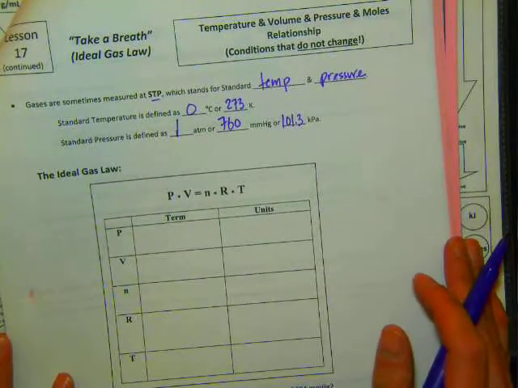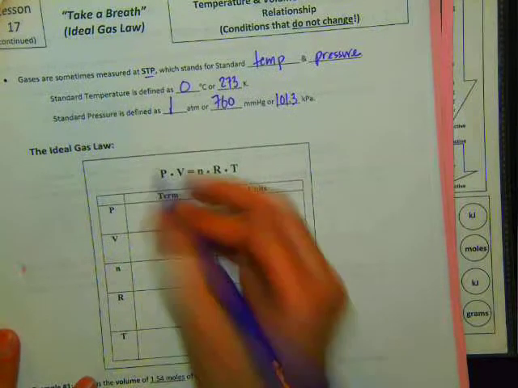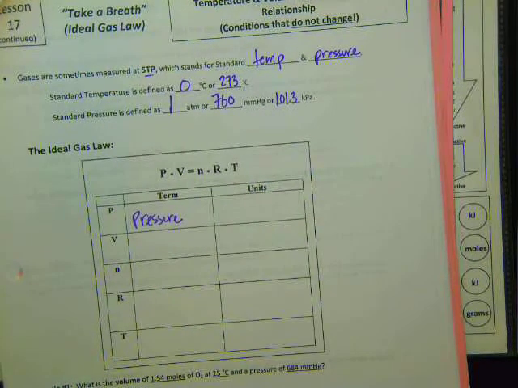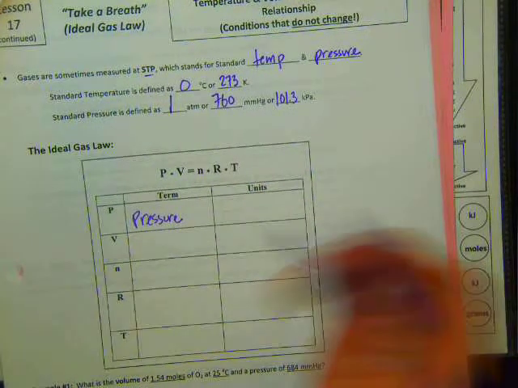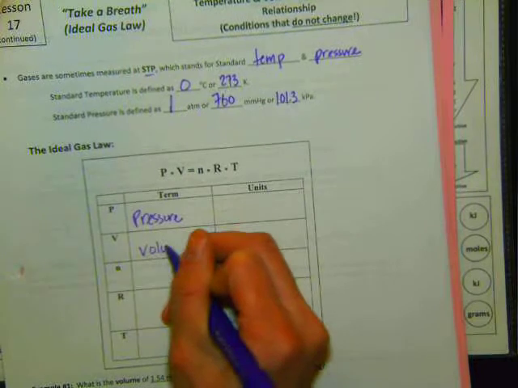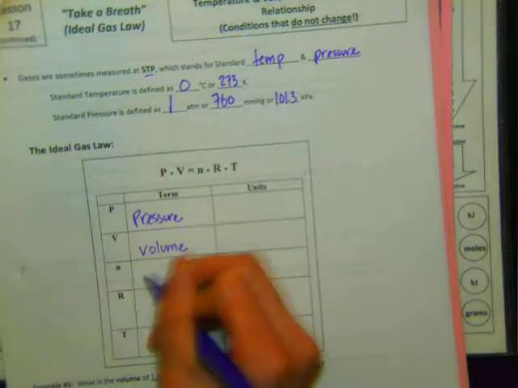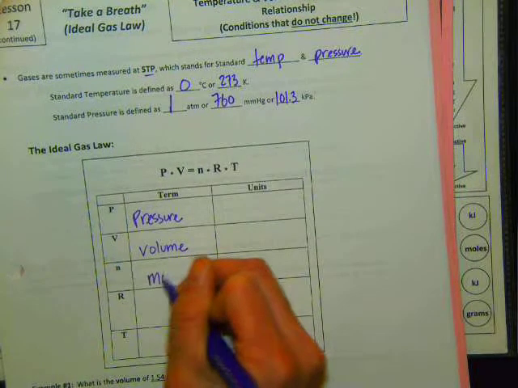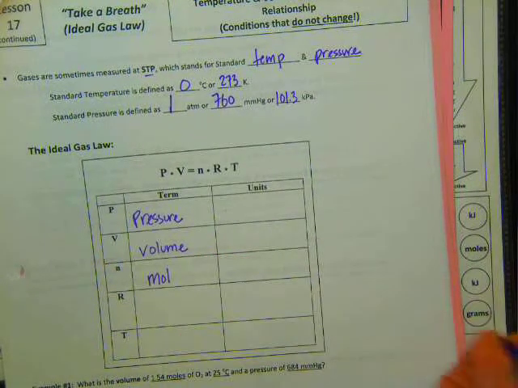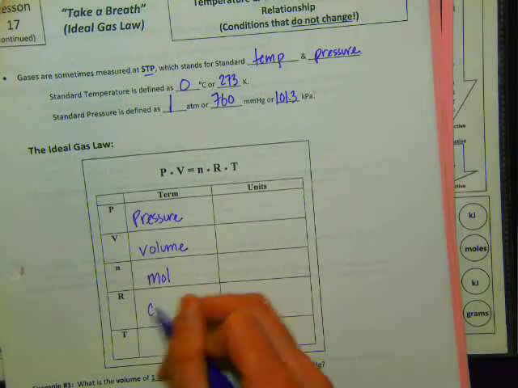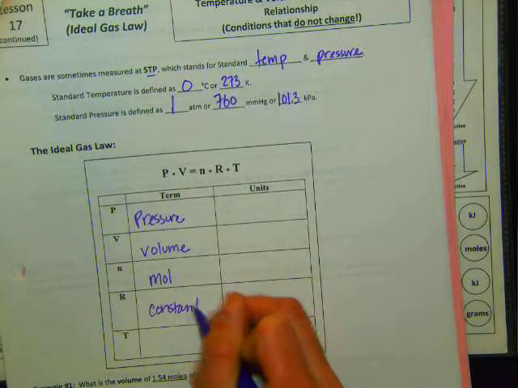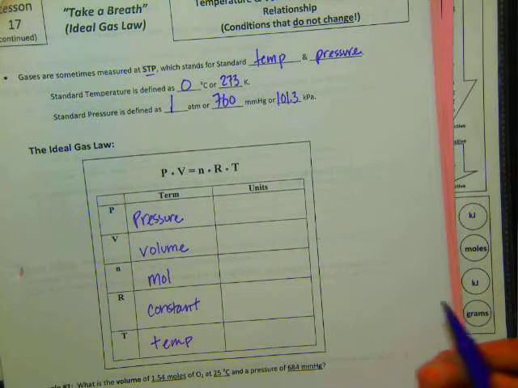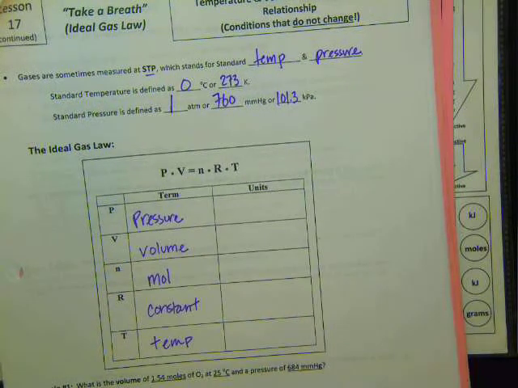So in pressure, P is the pressure, V would probably be volume. Do you remember what N is? Moles. So let's just write mole. R is actually a constant. I'll talk about that in just a second. T is your temp. Thank you, guys. We call this law PVnRT.